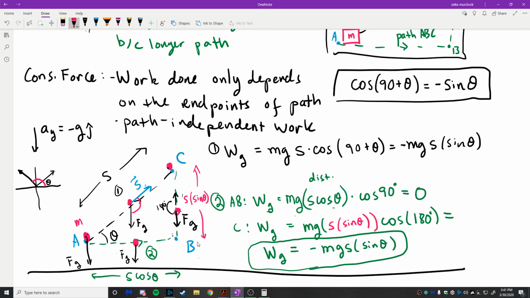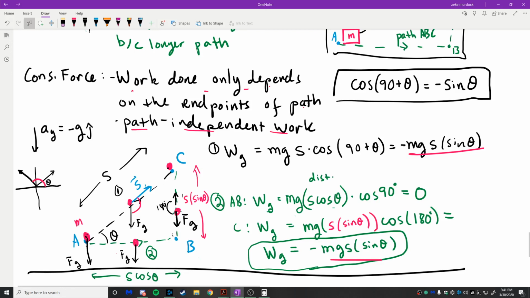So the thing to look at here is that you get the same answer here and here, which means that the work done by gravity is path independent. You get the same answer no matter how you do it. And the main reason is because when I take an object and I want to move it from A to B, it takes no work to move it laterally. It only takes work to move it upwards. That's the key thing to understand.